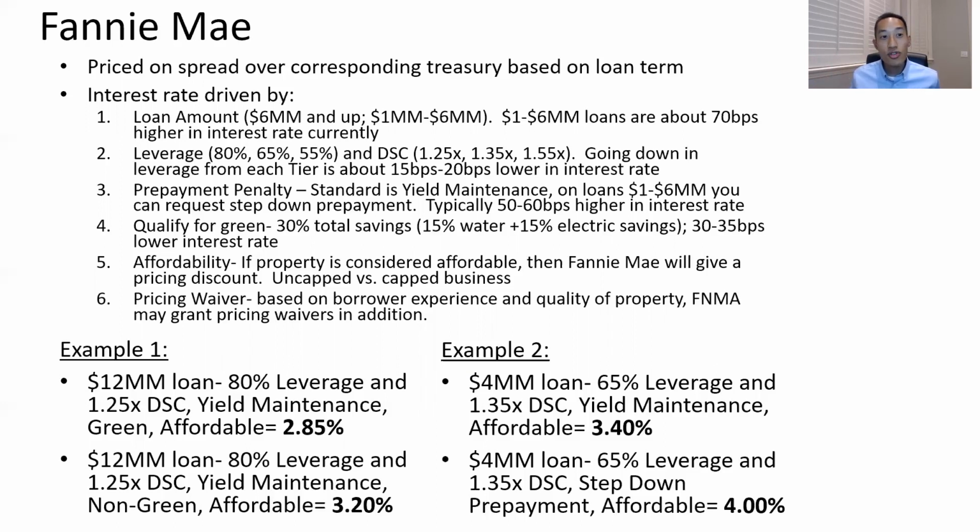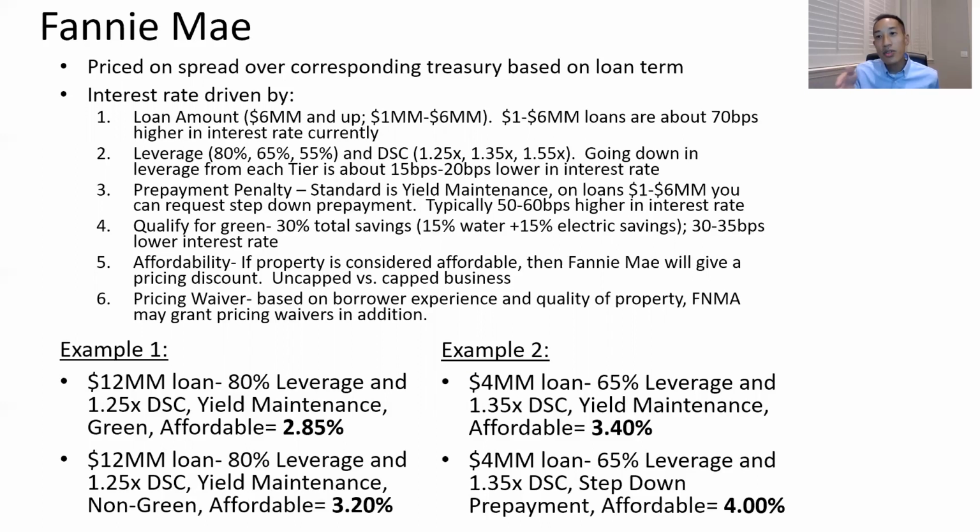Second thing is leverage, right? So leverage, they have 3 tiers. So it starts at 80%, 125. Then it goes to the third tier, which is 65%, 135. And the fourth tier, which is 55% LTV and 155. So it has to hit both of those metrics. Typically, it is debt service constrained at those different points.